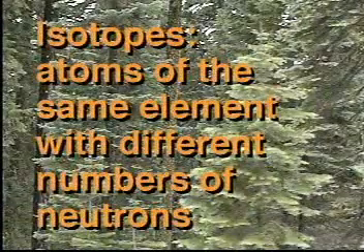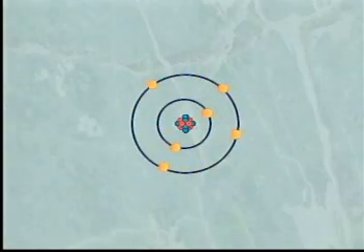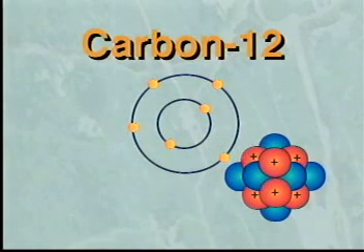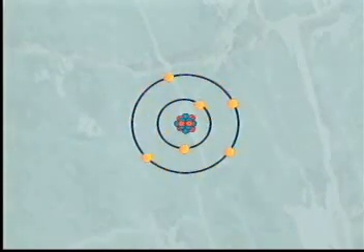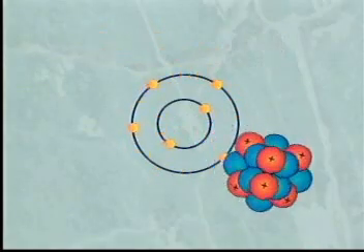While most types of carbon, such as that in these trees, have 6 protons, the number of neutrons may vary. Isotopes are atoms of the same element with different numbers of neutrons. For example, carbon can have an atomic mass of 12 or 14. Carbon with an atomic mass of 12, seen here with 6 red protons and 6 blue neutrons, is referred to as carbon-12.